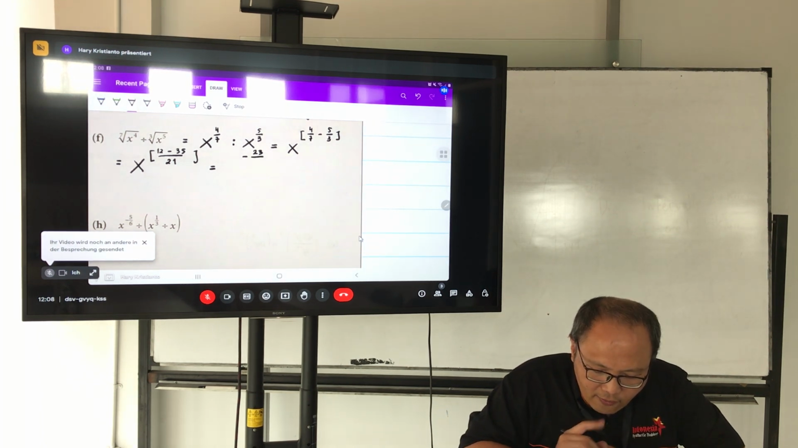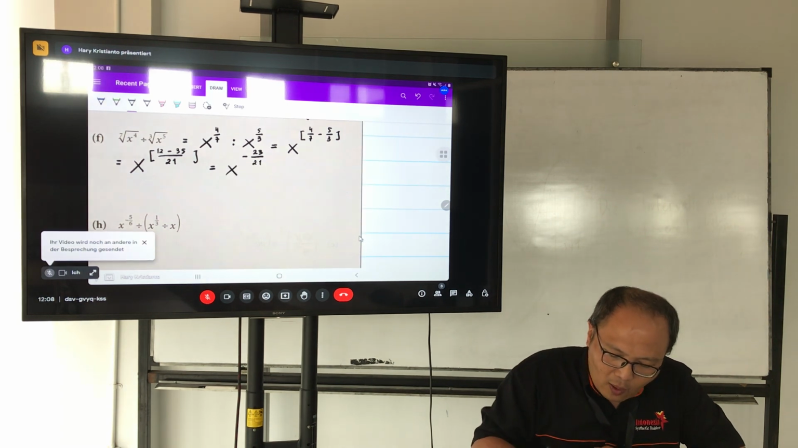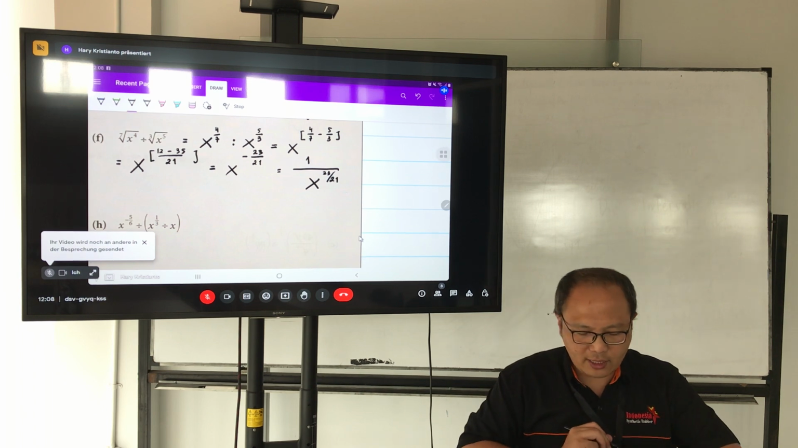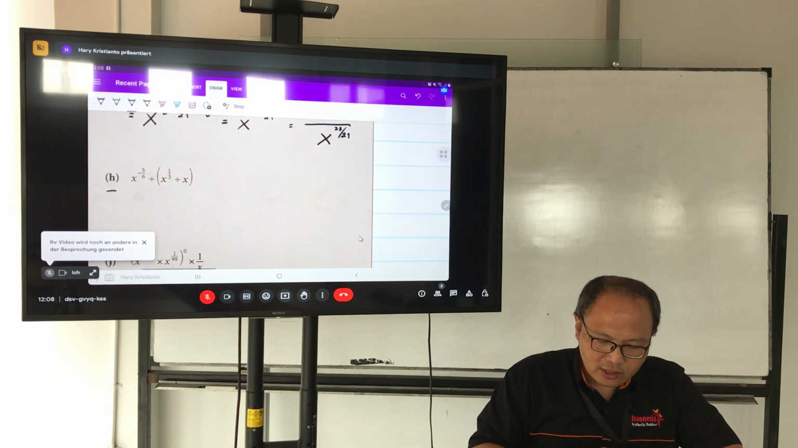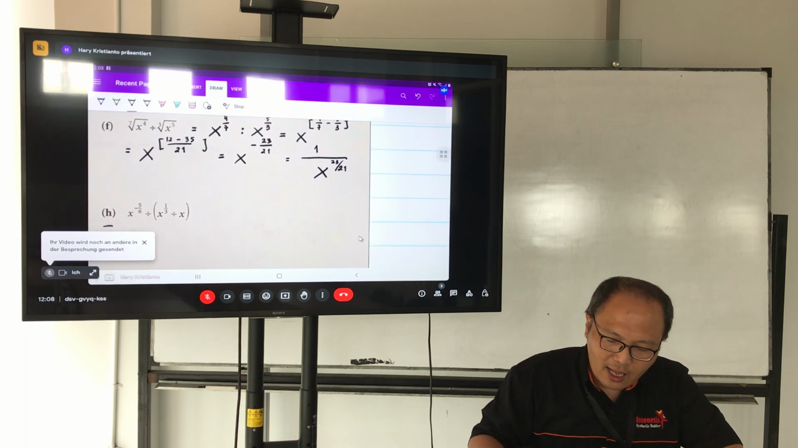And then you have the 21 x, or you can change it into 1 over x to the power of 23/21. Positive.